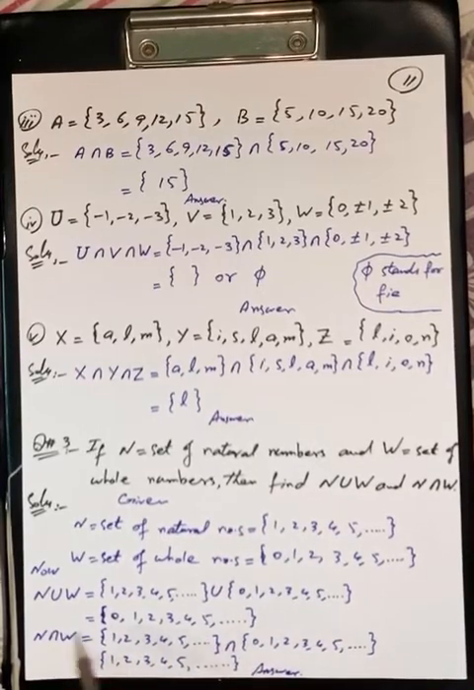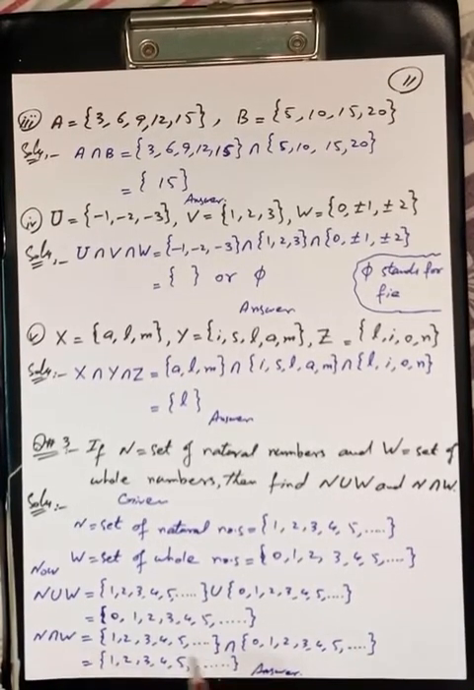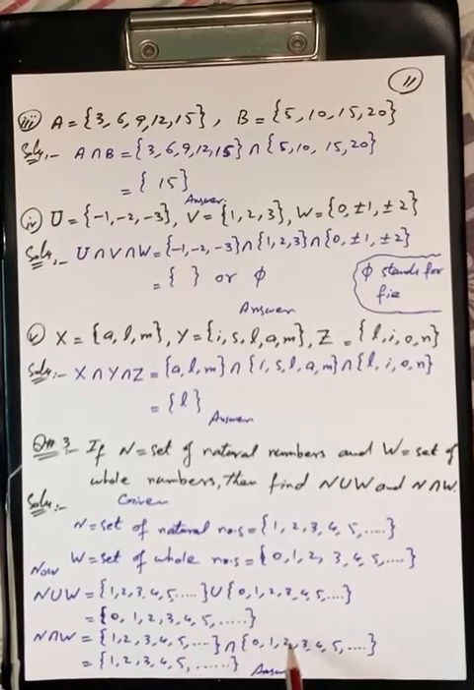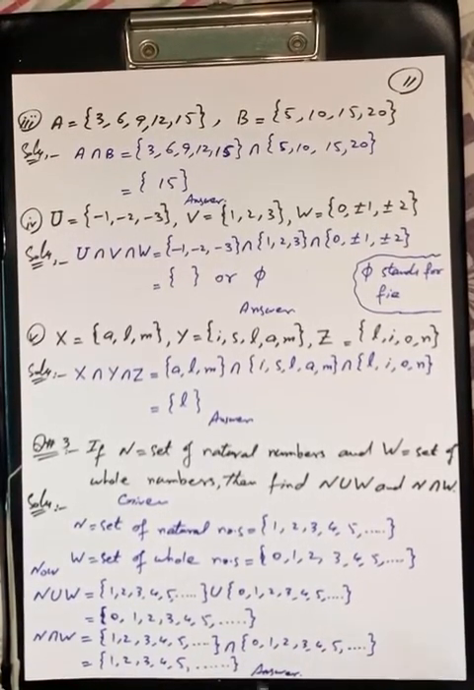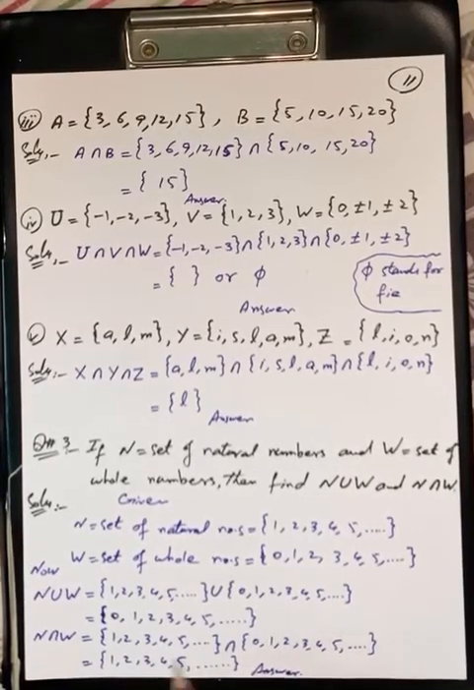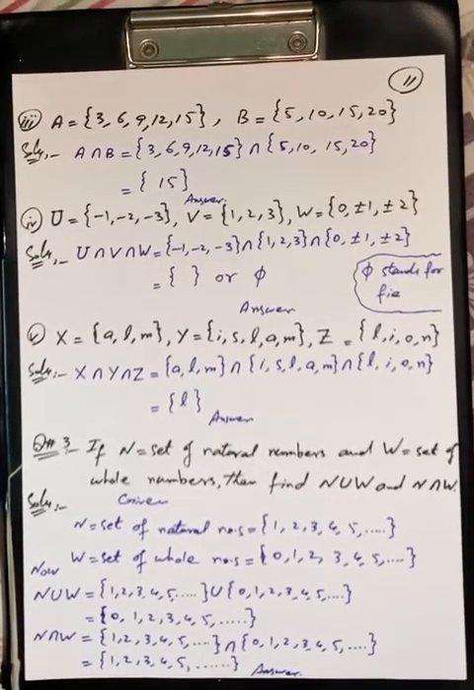Now we go to find the intersection, the last thing, N intersection W. N intersection W means we write set N's elements, intersection set W's elements. We choose what is common in these two sets. So what is common in these two sets? Simple: 0 is not common, and all the remaining elements are common. 1 till 5, I write all elements, dot dot dot, and so on. This is the answer of question number 3.